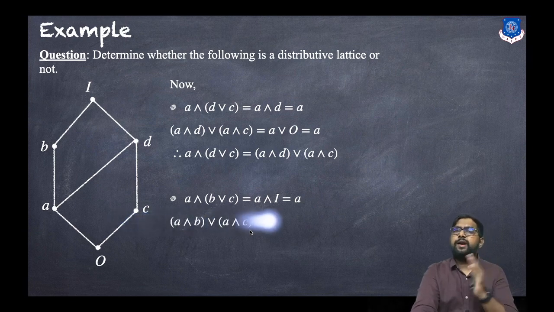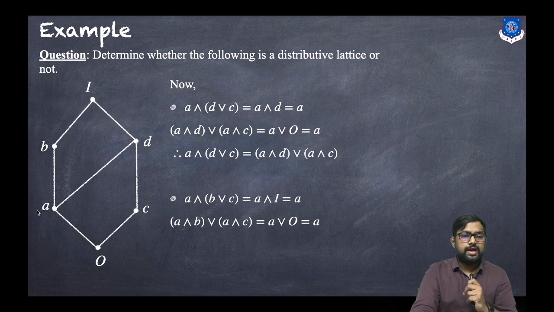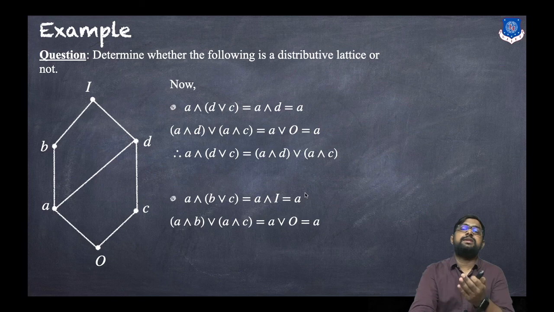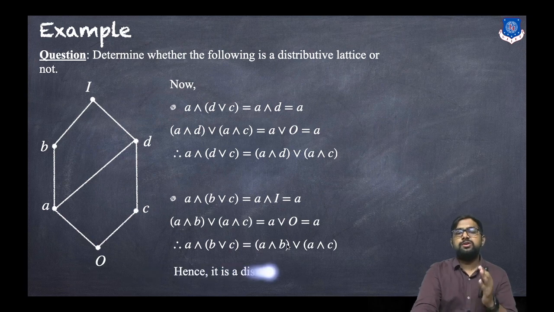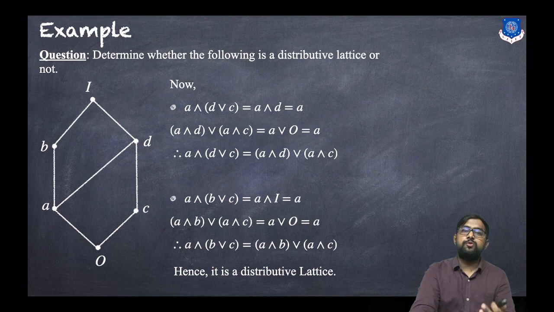Fine. Now again in the same manner the right hand side. A and B means the greatest lower bound of A and B. That is A. Now A and C. This A and C will be O. Now A or O means the least upper bound, so A or O will be A. Now as you can see, the left hand side and right hand side are again the same, so they are equal. Fine. So hence it is a distributive lattice as it satisfies the distributive property.